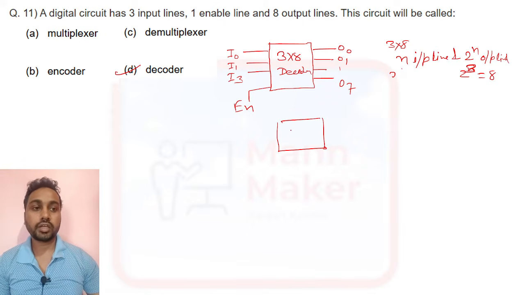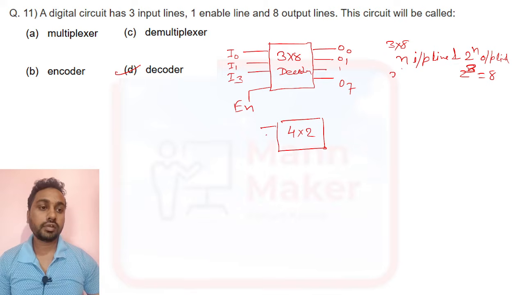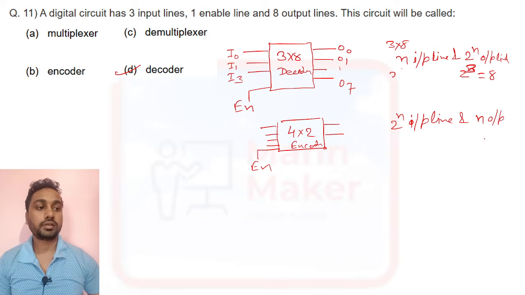If you are talking about an encoder circuit, suppose we have a 4 into 2 encoder, then we have 4 inputs and 2 outputs with 1 enable line. Here in the encoder, 2 to the power n input lines will be there and n output lines will be there. Just opposite of the decoder.